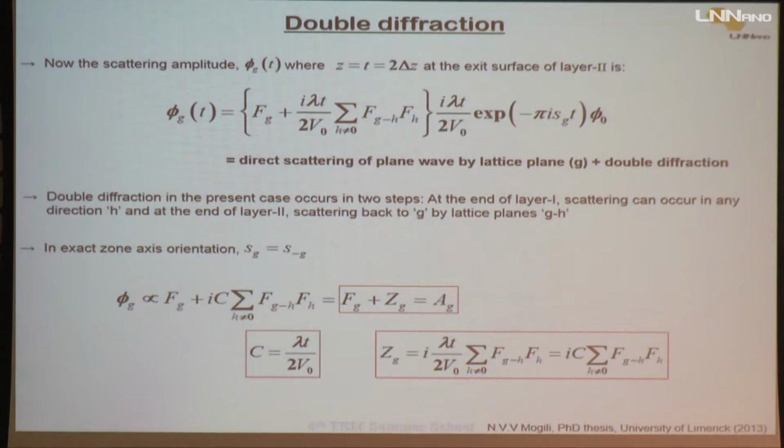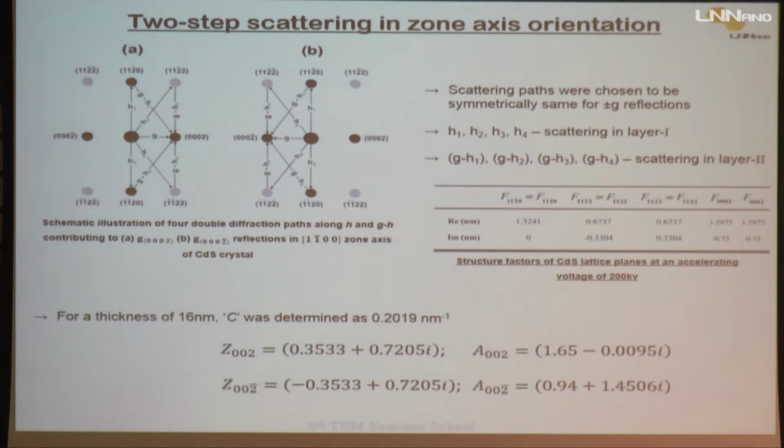In an exact zone axis orientation, where the deviation parameter is the same for two particular beams, I can summarize this equation in the variables C and Z and amplitude AG. Using those concepts, I tried to implement this in a good zone axis orientation, such as the 1100 zone axis.